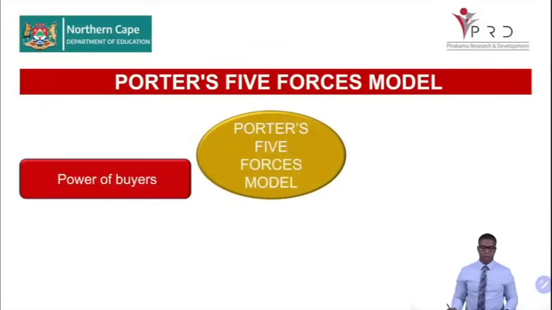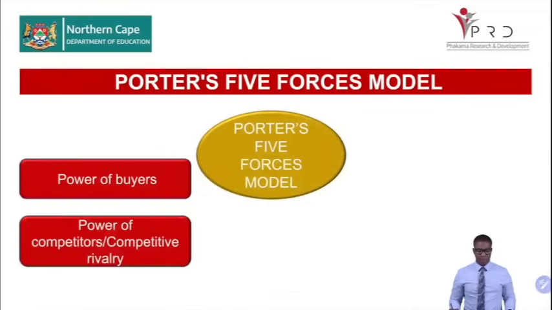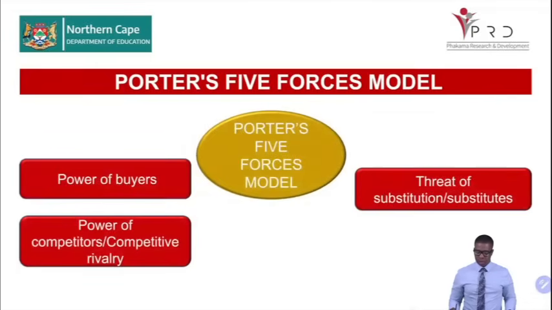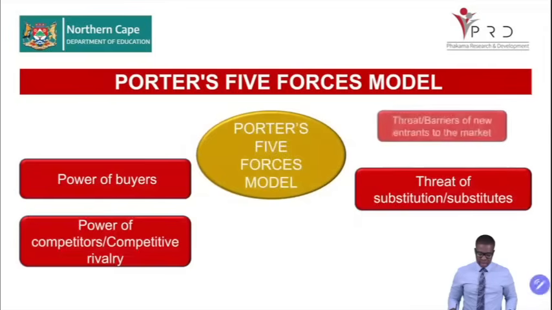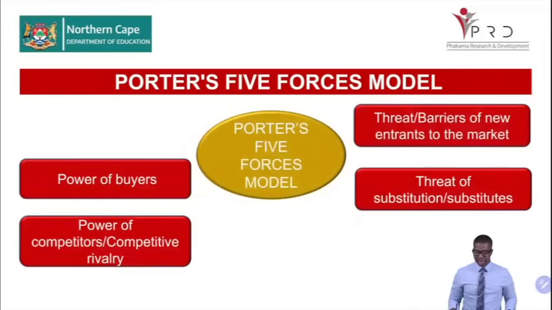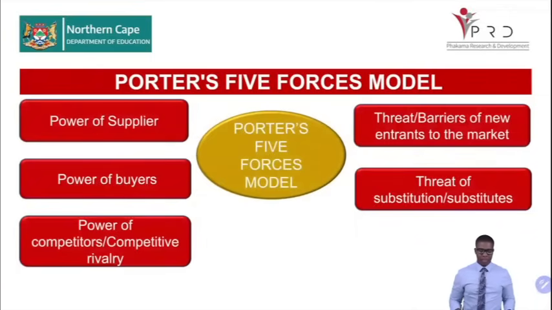Let's name our Porter's 5 forces model. The first one is the power of the buyer, then the power of the competitor or competitive rivalry, and then the threat of substitutes. Then another one is the threat or barrier of new entrants to the market. Then you have the power of the supplier. So when you look into this content, the business will be in the middle, and the business will be assessing its power between the buyer, between the competitor, and between the supplier.